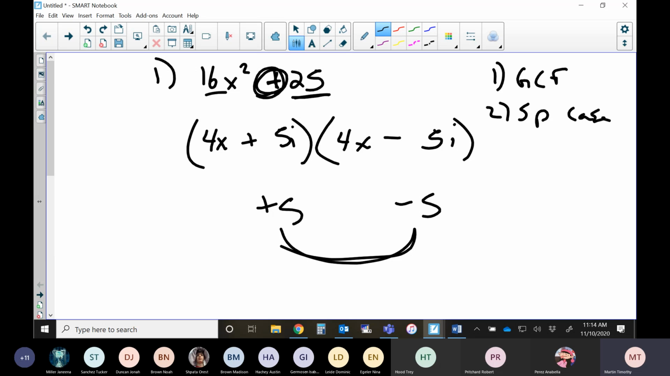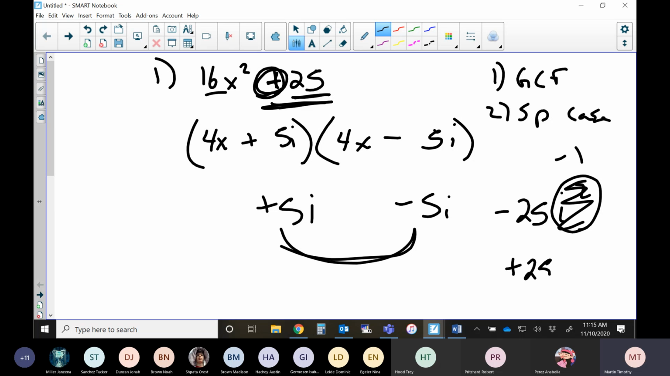A positive 5 times a negative 5 would kick me to a negative 25 back there, and I need this 25 to be positive. So when I put the i there, what happens is i times i kicks to i squared. I know that by definition i squared is negative 1, and negative 1 times 25, negative 25, kicks me back to a positive 25. So when I have the plus sign here, I need to make sure I throw those i's in there.